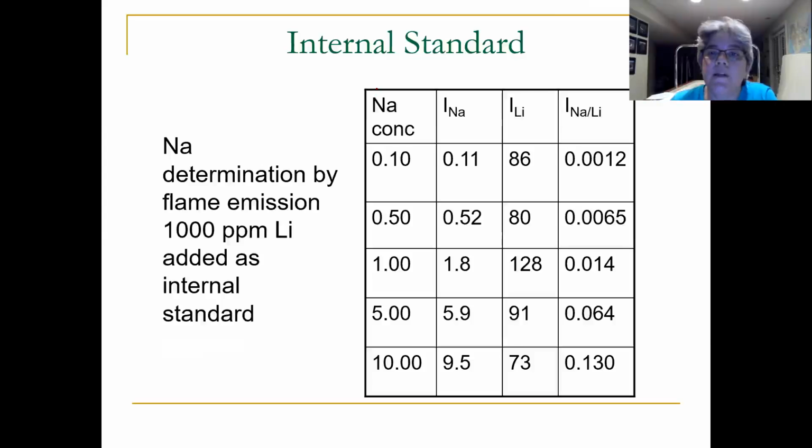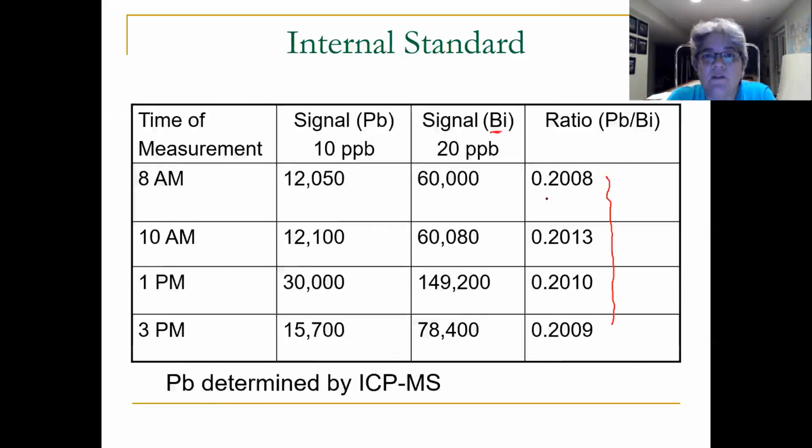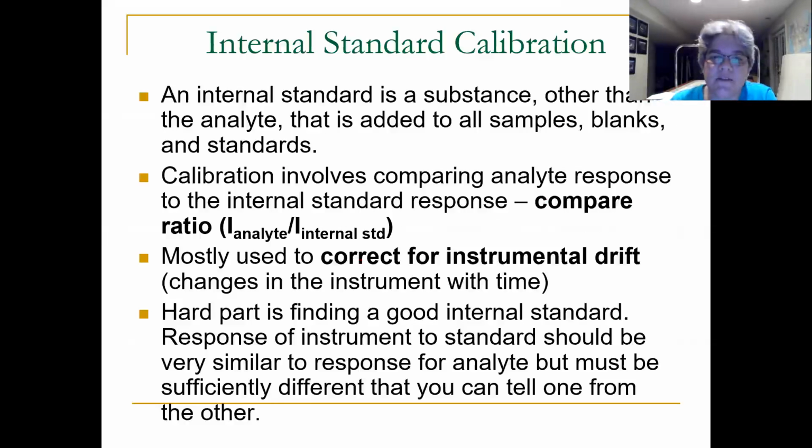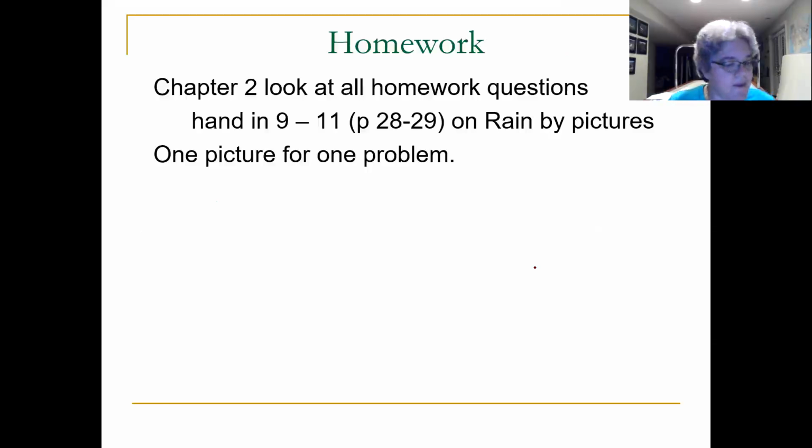But when I compare it to the lithium, now I look at the ratio, which is the lithium's the internal standard. Now notice this line, very nice calibration curve. Okay, so the internal standard method corrects for instrumental drift. So you should be aware of these two special kinds of calibration: the standard addition for the matrix effect and the internal standard for instrumental drift. Okay, that actually finishes chapter 2.